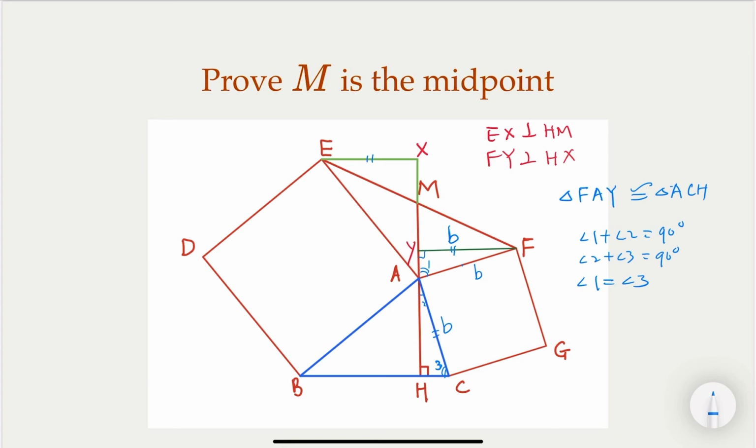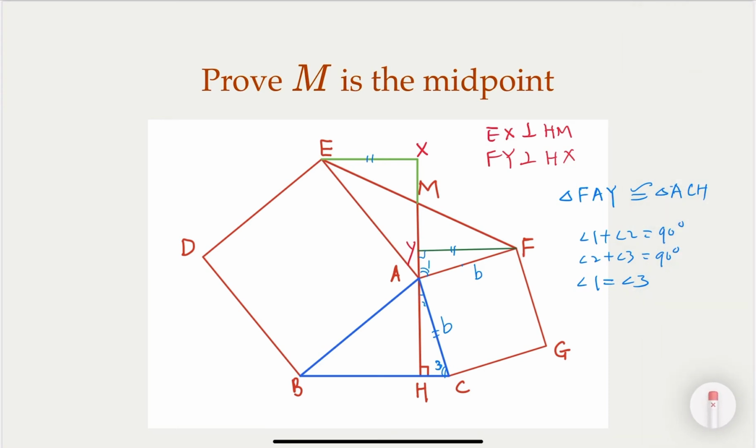And now we need to prove EX equal to B. Oh, sorry, it's not B. This is not B. Sorry about the mistake.